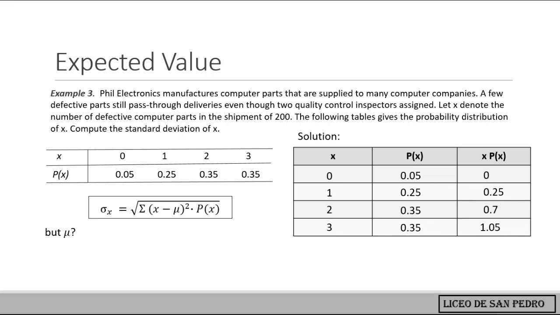So para makuha natin yung expected value or yung mean, summation lang to. So 0 plus 0.25 plus 0.7 plus 1.05. Ang summation ng xpx, kumbaga pinag-add-add lang. Ang summation nila is 2. Diba, ang expected value, ito yung kanyang formula. So therefore, yung ating mu or yung mean is equal sa 2.